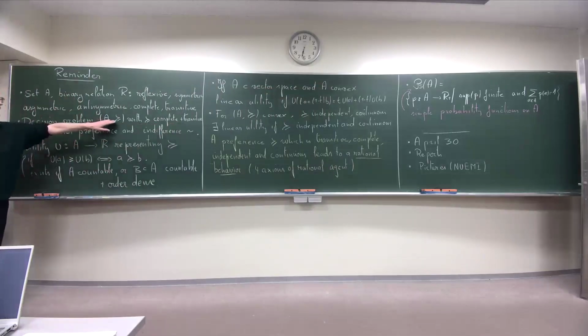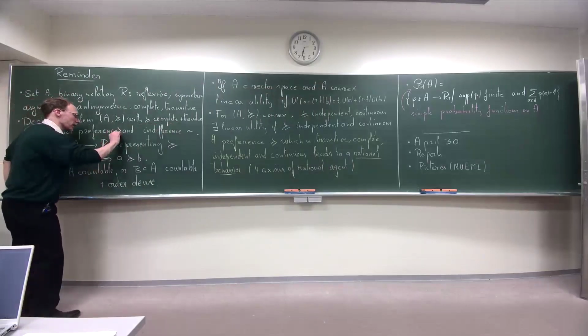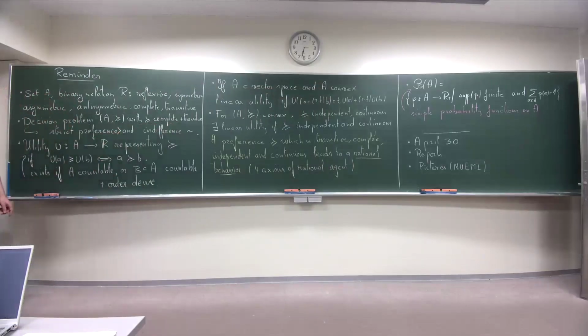So whenever you have a set with a weak preference, you can also define what is a strict preference, which would correspond to a strict inequality. I should write the sign. And what is indifference, which is an equivalence relation.